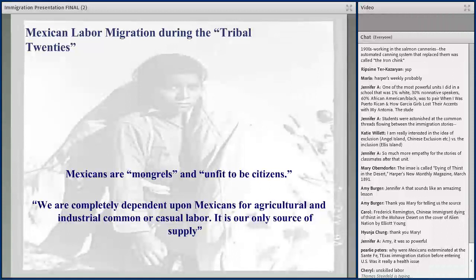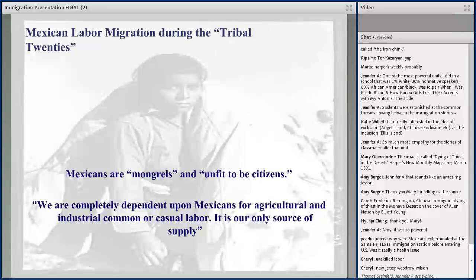So these are what I call the dueling interests of white supremacy during an era of American history known as the Tribal Twenties, a moment when we instituted a whites-only immigration policy, a moment when the KKK was on the rise, a moment when eugenics was a popular science about race and belonging in the United States. These were the dueling discourses about whether or not Mexican immigrants belonged in the United States.